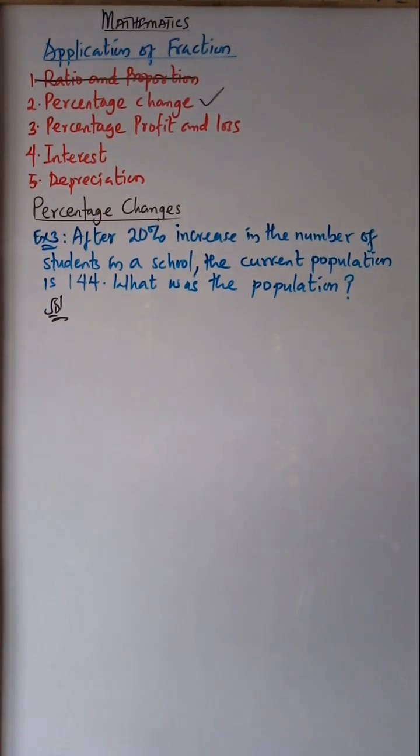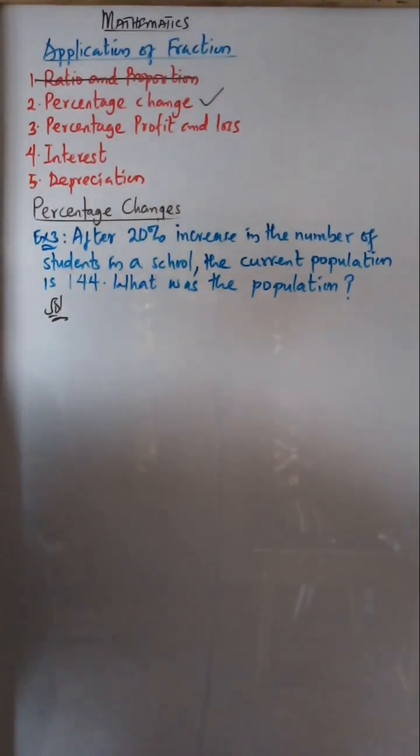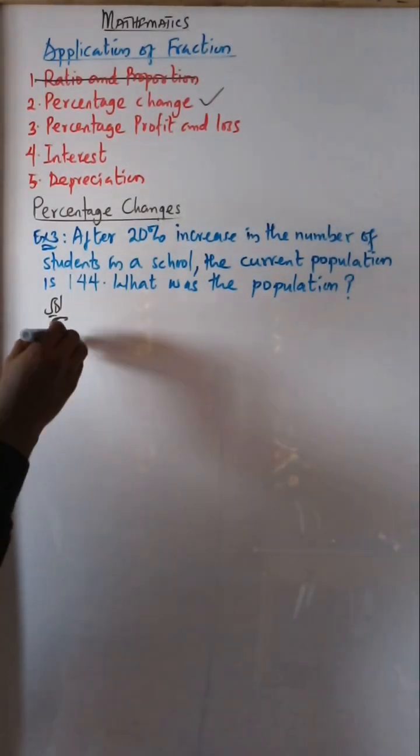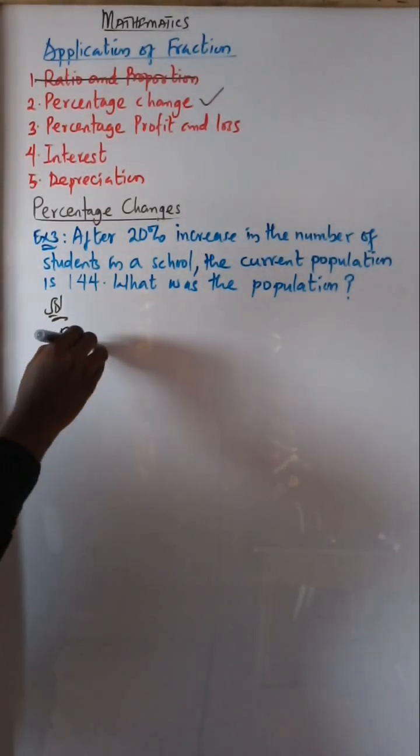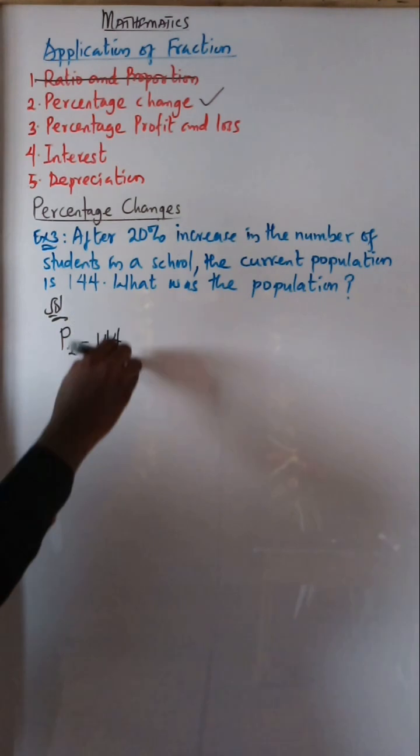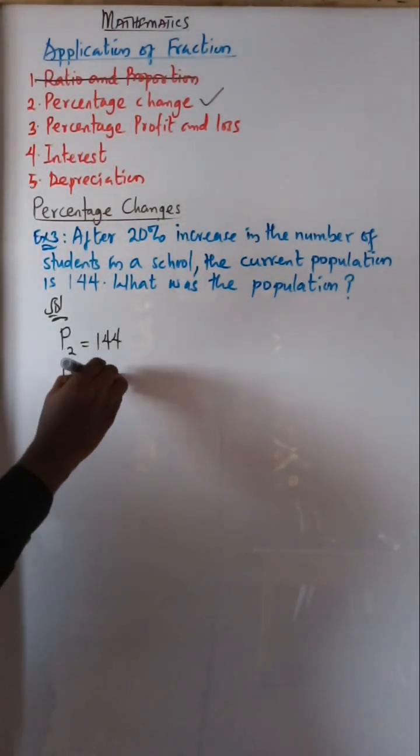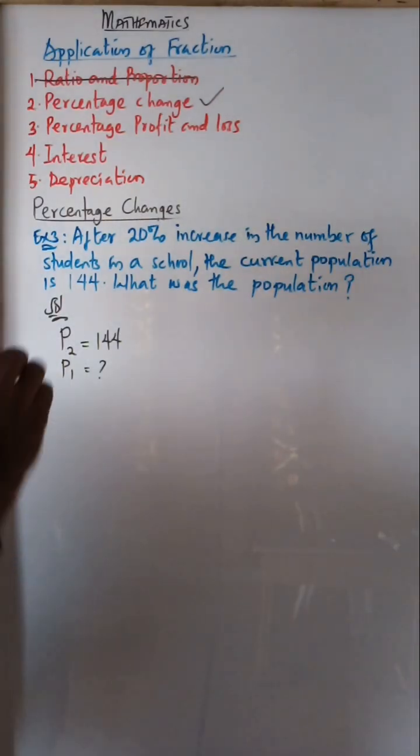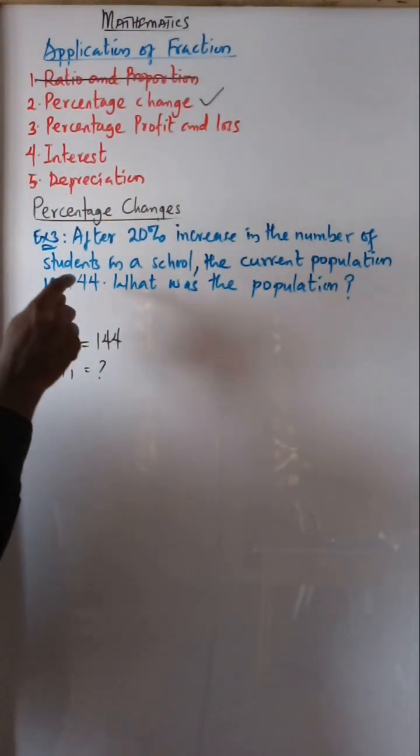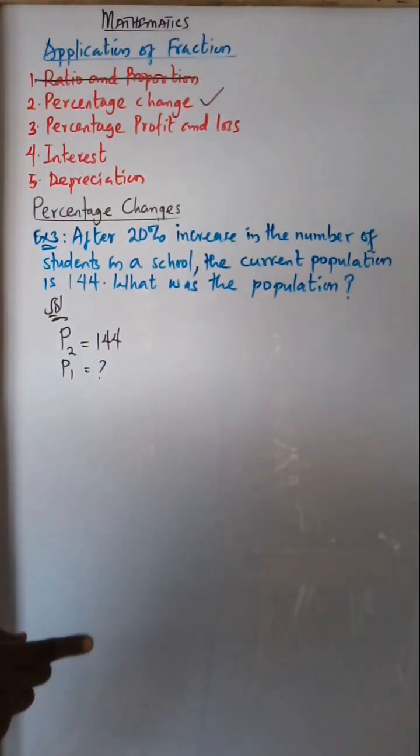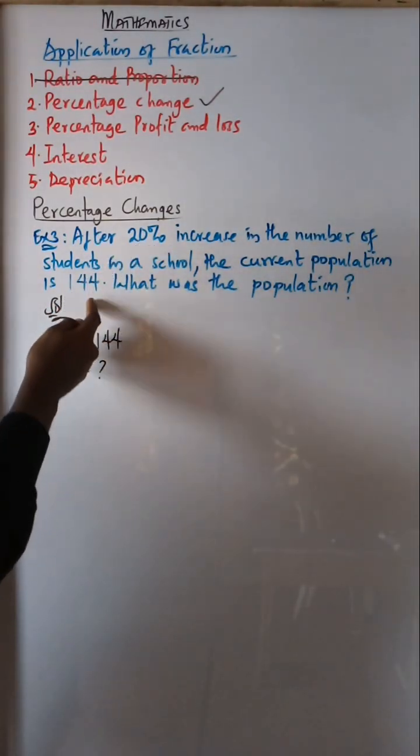Now, consider this question. After a 20% increase in the number of students in a school, the current population is 144. It means the new value after increment, let's call it P2, the new population, is 144. Now, what was the population? We are looking for P1. Note, some students might make the mistake of increasing 144 by 20%. They will look for 20% of 144 and add to it. That will be wrong. Or some can look for 20% of 144 and remove from it.